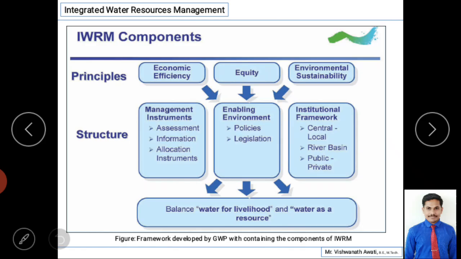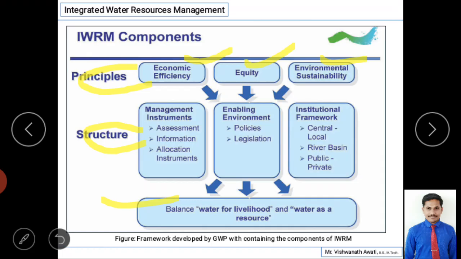This entire analysis is also called integrated water resource management components, right? Here it is composed of principles, then it is composed of structures, and based on that, the result. You can call this a result of these two. One is principles, and principles are divided into the 3 E's again, right? As I explained earlier: economic efficiency, equity, and environmental sustainability. Here, considerations of economy are also taken, then equity and environmental sustainability.